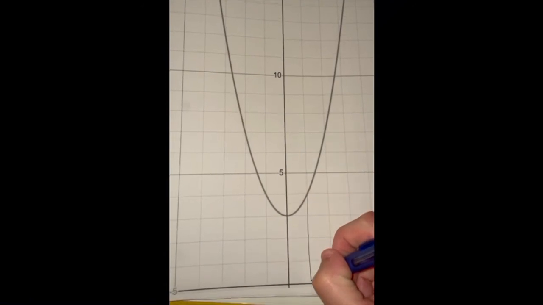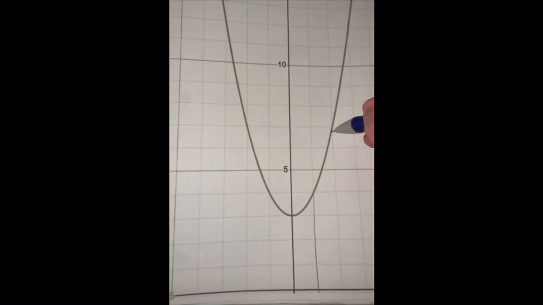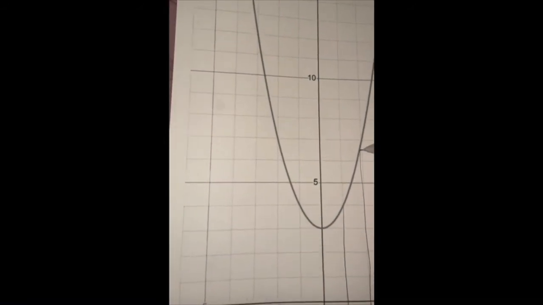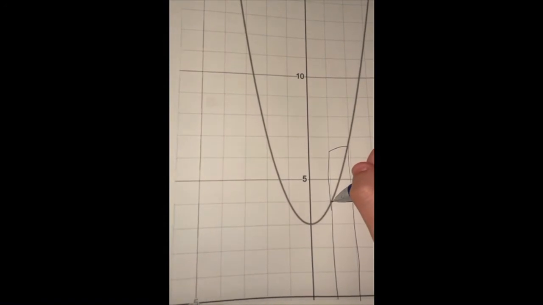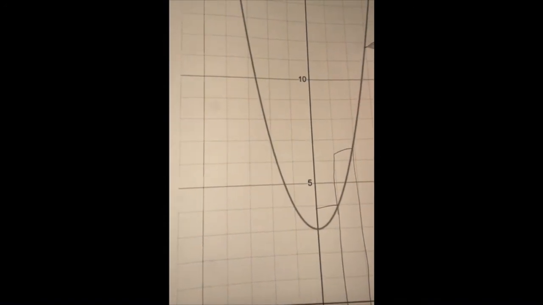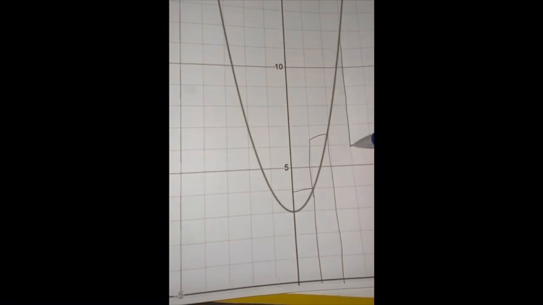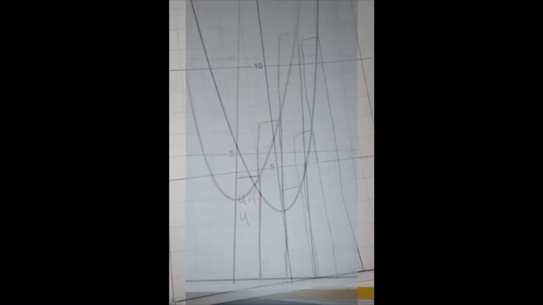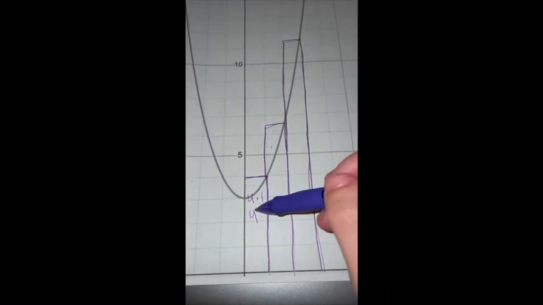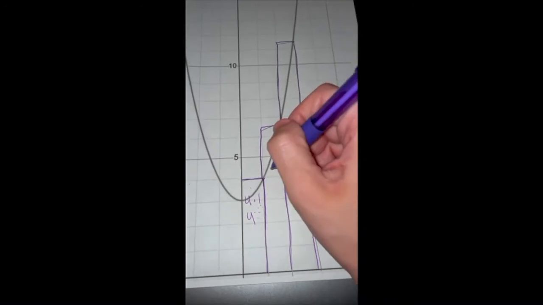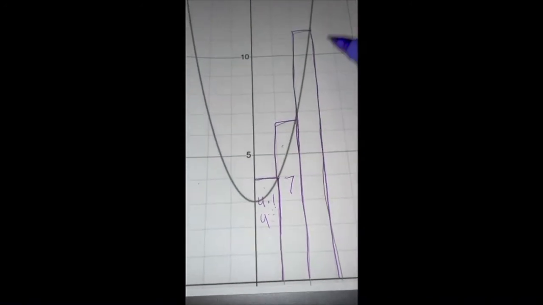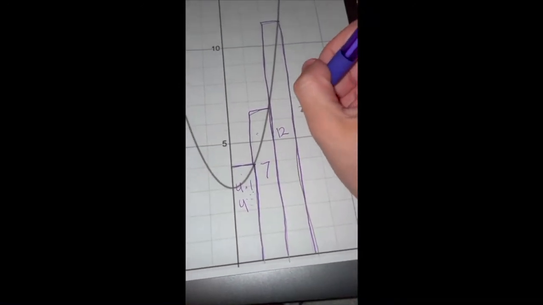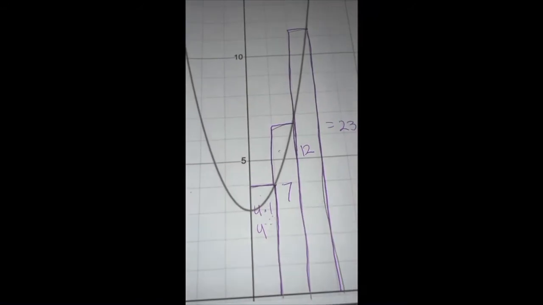So for the right Riemann sum, we're going to use the value at the rightmost point in that interval. So we're going to use the values at 1, 2, and 3. So first, our height at 1 is 4, which is going to make our area 4. For the second one, this is 7, so it's going to make the area 7. And for the last one, it's 12. And all those added up equals 23 for our right Riemann sum.